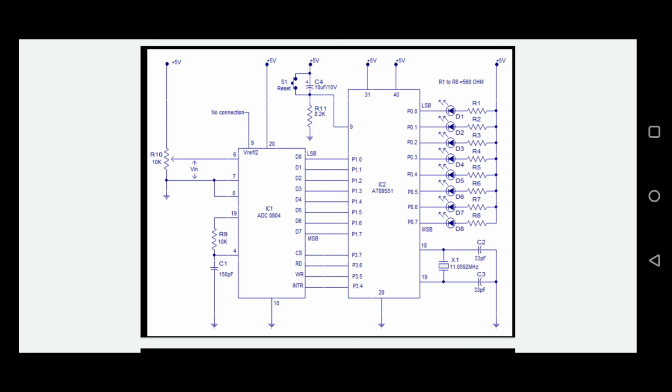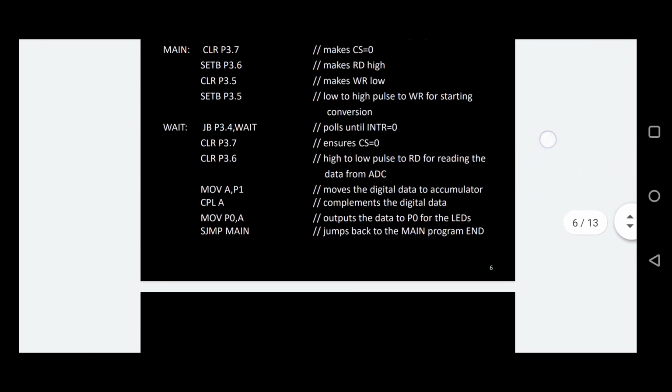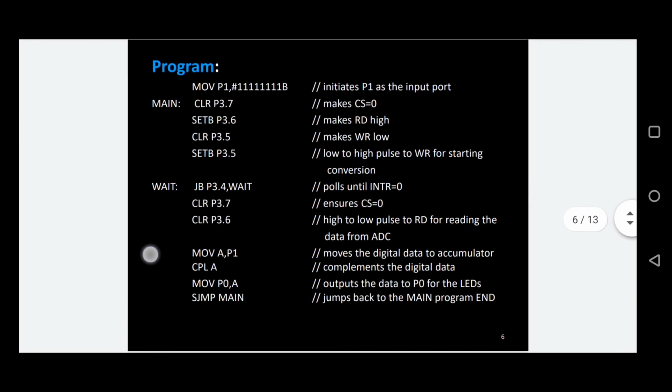So this is the block diagram of the ADC converter interfaced with the 8051 microcontroller. The simple mechanism is, at first the ADC will convert the analog value to a digital value, right? That digital value will be sent to the 8051 microcontroller, and again the 8051 microcontroller will send the digital value to the LED. So this is the basic operation of ADC interfacing with the 8051 microcontroller. Now we are going to see the program.